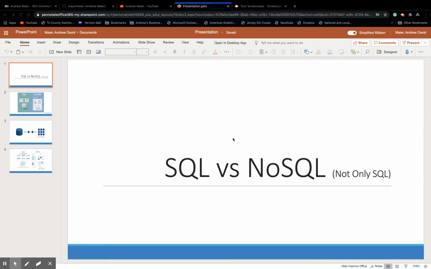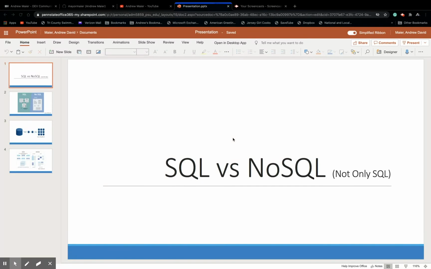All right, so the first concept that I'm going to be talking about is SQL versus NoSQL. Basically, SQL is structured query language, and it is used for relational databases. We're going to be talking about the key differences between that and NoSQL and their best use cases.